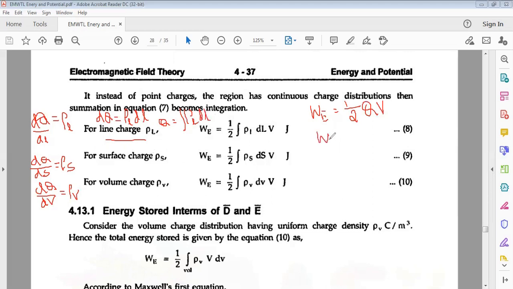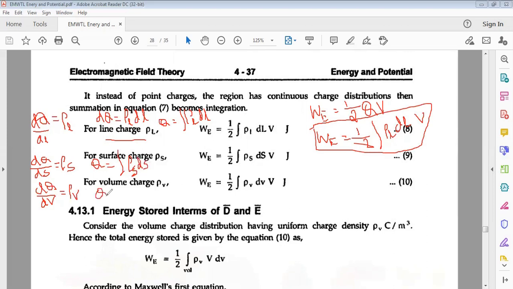Now substitute here, W_E is equal to 1/2, with q replaced by the integral of rho l dl, into V. So the work done, the energy stored, W is equal to 1/2 the integral of rho l dl into V. And for the surface it is the same thing: directly I'm writing q is equal to the integral of rho s into ds. And here q is equal to the integral of rho v dv.